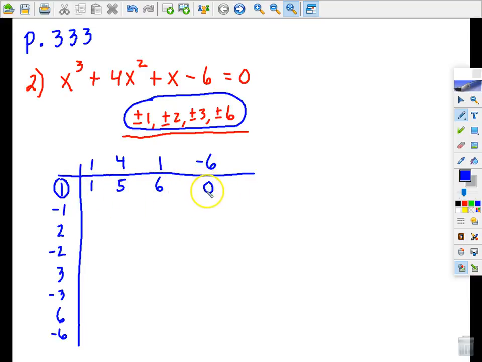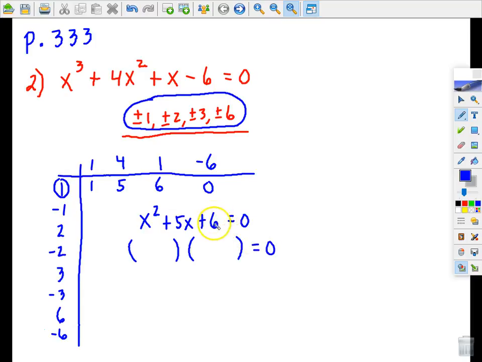I could, but I don't think it's necessary because these numbers to the right represent an equation. Remember in synthetic division, this is a remainder, this is a constant, this is a linear coefficient, and this is a quadratic coefficient. So if we let these numbers represent a polynomial equation, it would look like this: 1x squared plus 5x plus 6 equals 0. And recognizing this equation factors makes it pretty nice. We don't have to use the quadratic formula.